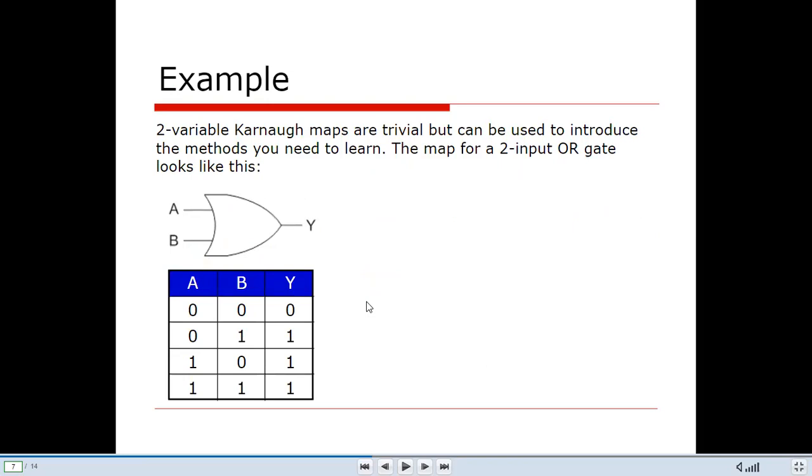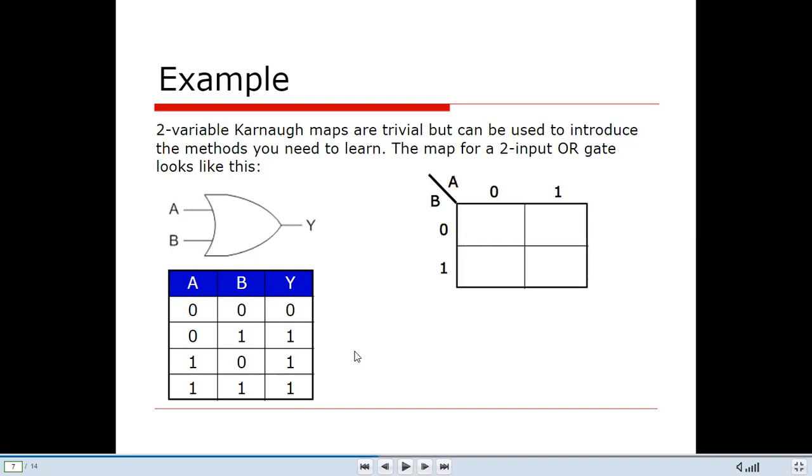The map for a two input OR gate looks like this. A and B are the inputs and Y is the output. So when A is 0 and B is 0, obviously Y is 0. When A is 1 and B is 0, then obviously the output is 1. When A is 0 and B is 1, the output is 1. Similarly, when A is 1 and B is 1, the output is 1. So only when both are 0 is the output 0, otherwise it is high. So we prepare the truth table of it, and we can put it in the K-map like this.